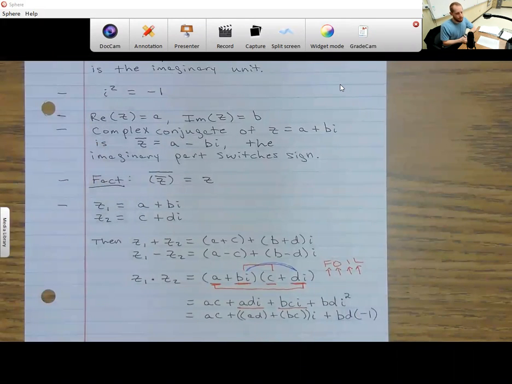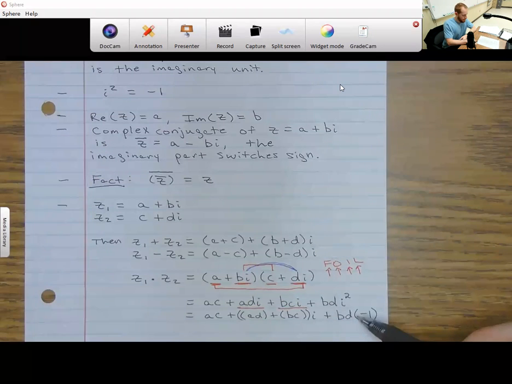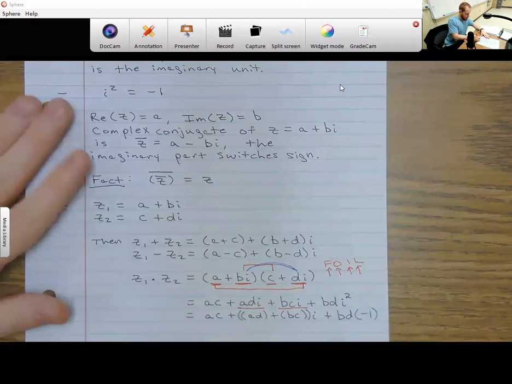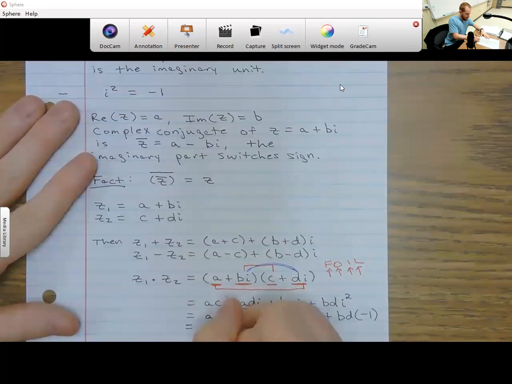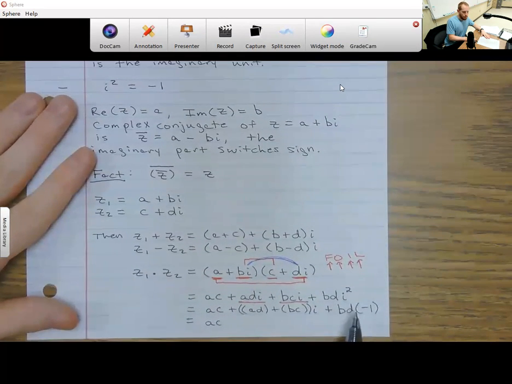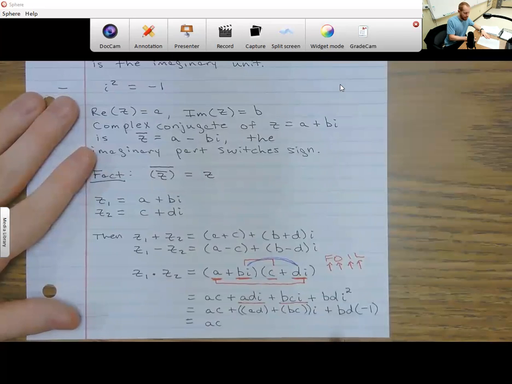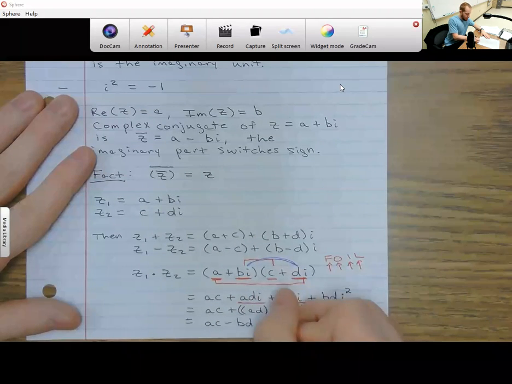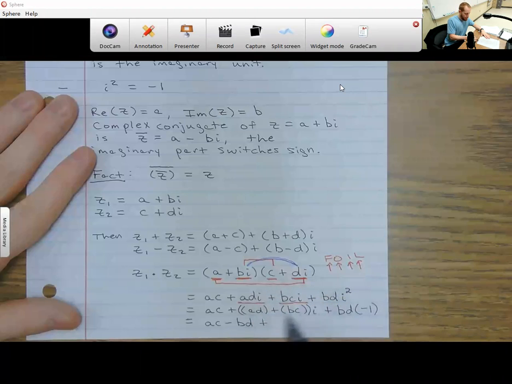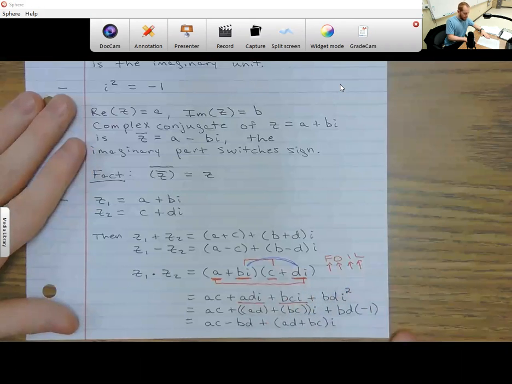Okay? So all I did was replace the i squared with a -1. So now what do I have at the very end? Well, the AC comes down, and over here, this is going to turn into a negative BD. So this is going to become a negative BD. And then I add my middle terms. I have (AD plus BC) in parentheses, and the i is on the outside.